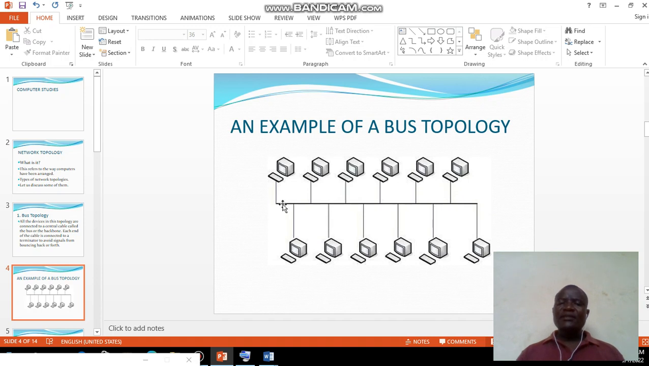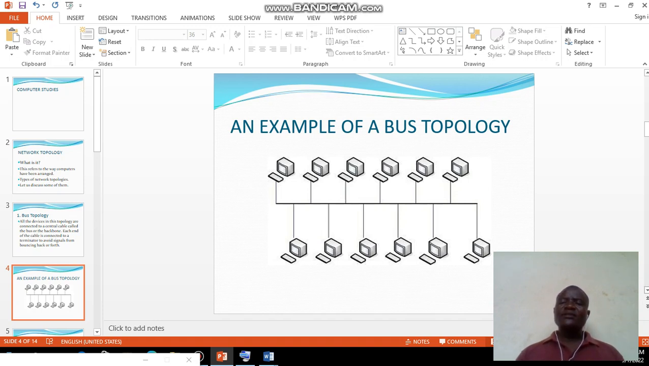And at the end there we are saying there's a terminator connected. Again, far end there, a terminator connected. These terminators are there to prevent signals from bouncing back or forward. So since these computers or nodes are connected in this way, on this single cable, this one is known as a bus topology.